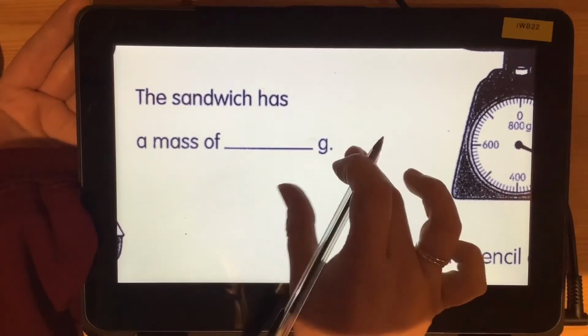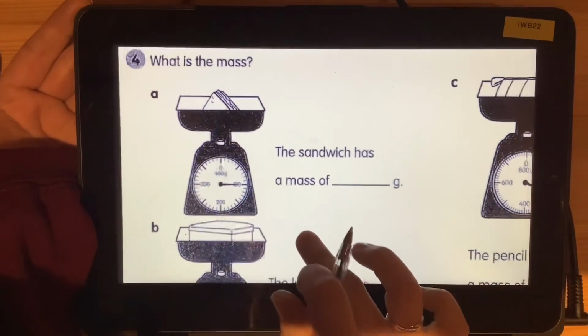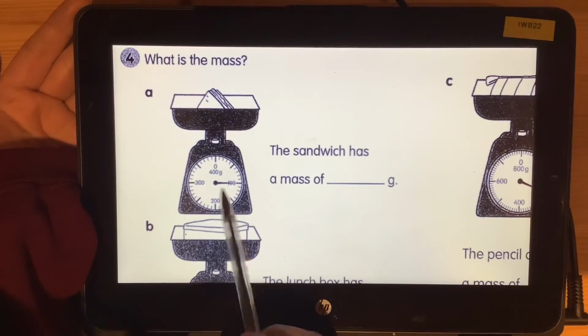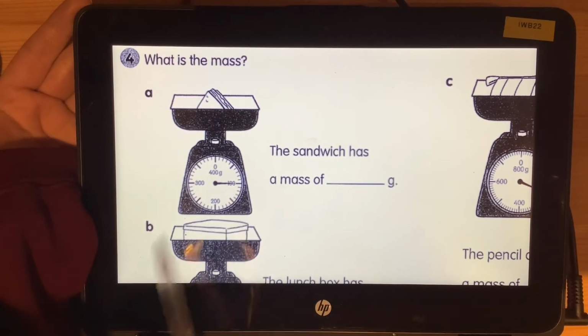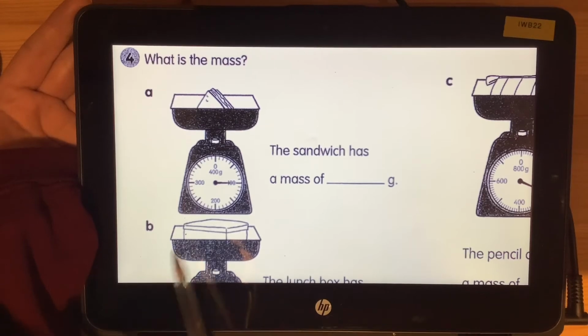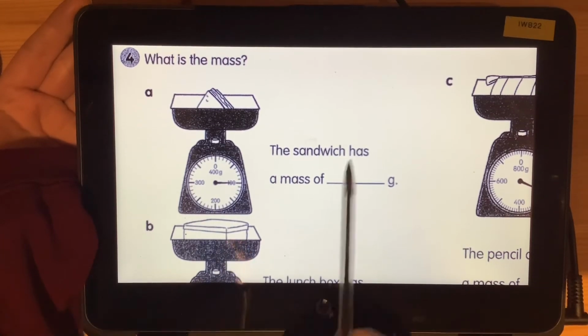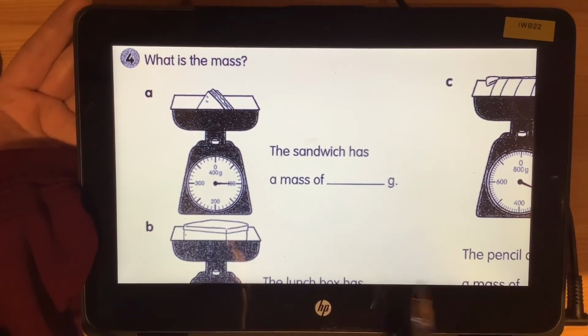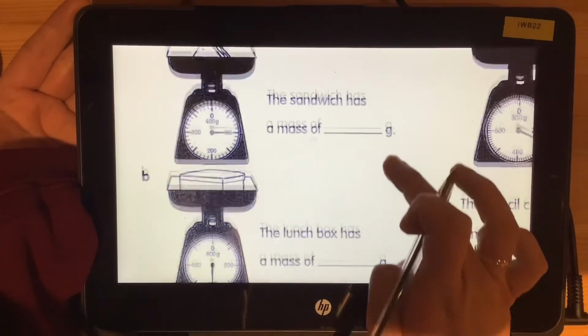So let's have a look at this one. Now this time we have to say, what is the mass? Now we have a sandwich in here, and the mass of the sandwich is 100 grams because it's pointing directly at the 100 and we're measuring in grams. So the mass of the sandwich is 100 grams.